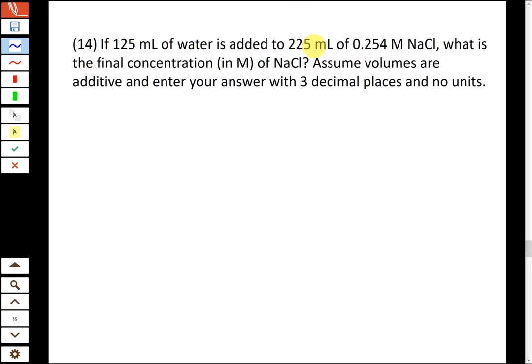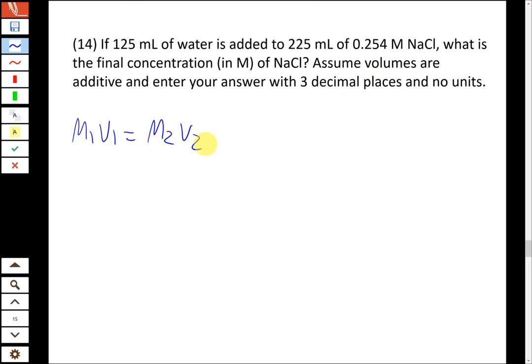You're not reacting with anything, you're not changing it into anything else, it's just one substance, and we're just adding water to change the concentration. So recognizing that it is a molarity problem involving dilution, we can write this simple equation, M1V1 equals M2V2, and that's going to be what we're looking for.